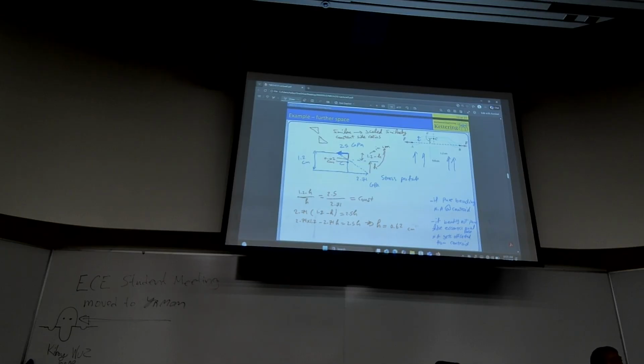Yes. What does that say next to the triangles in red at the top? Similar, they scale similarly. And then constant side ratios.